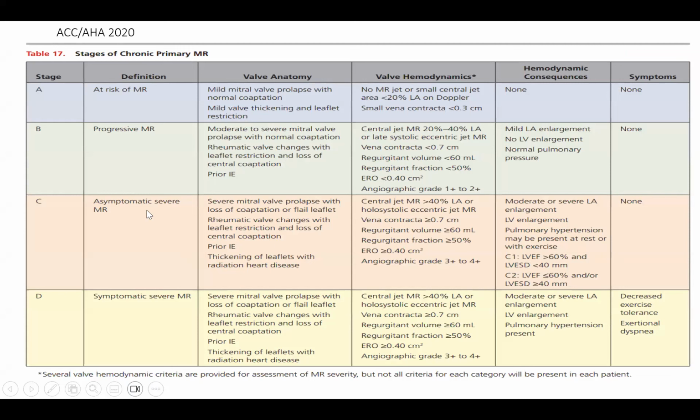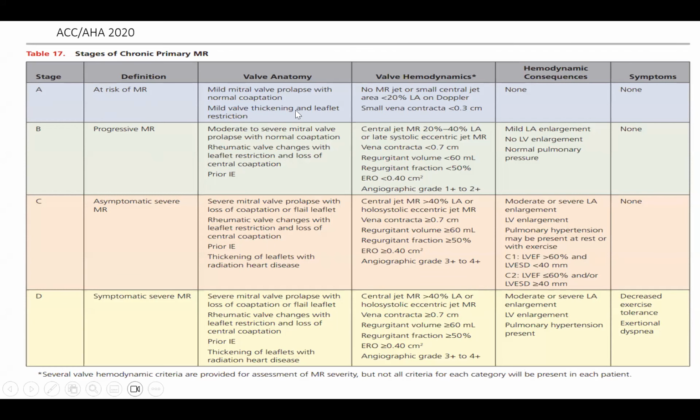Now, from here henceforth, I think I'll be taking the primary and secondary differently because the recommendations differ a bit. But as usual, the ACC staging of valvular heart disease is stage A, at risk, B, progressive disease, so in this case, progressive MR, C, asymptomatic severe, and D, symptomatic severe.